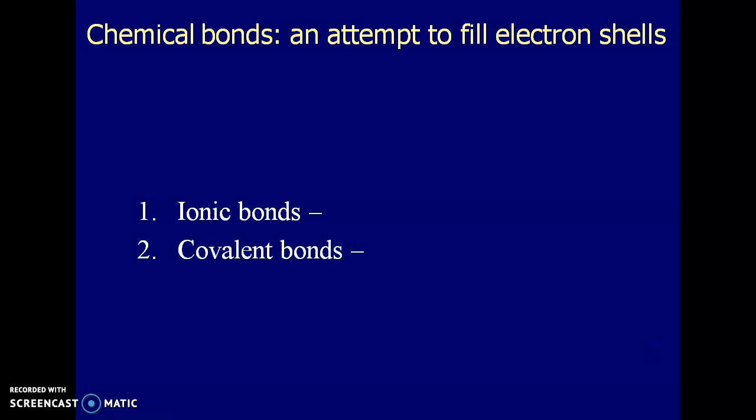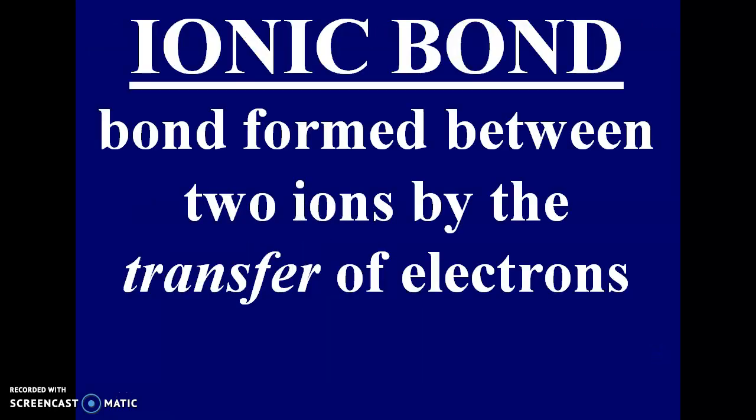A chemical bond attempts to fill the electron shell. Basically, through transfer of electrons or mutual sharing of electrons, bonds are divided into the following categories: ionic bond, covalent bond and metallic bond. First we discuss the ionic bond.